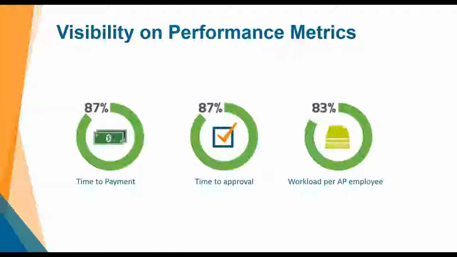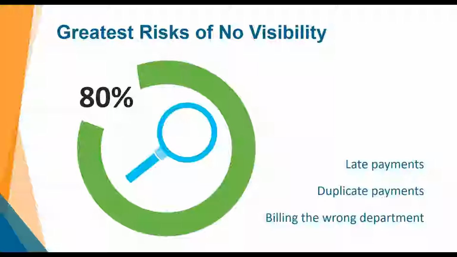Now, taking a step back, it's also very important that the accounts payable professional has visibility into the performance metrics, both of an individual as well as the organization as a whole. So the ability to have good visibility into performance metrics such as time to payment, time to approval, and workload per AP employee equips your organization with the ability to quickly and more easily identify bottlenecks and areas of improvement. So when we talk about visibility being a major facet, we look at what the risk of having no visibility into your data and into your processes looks like.